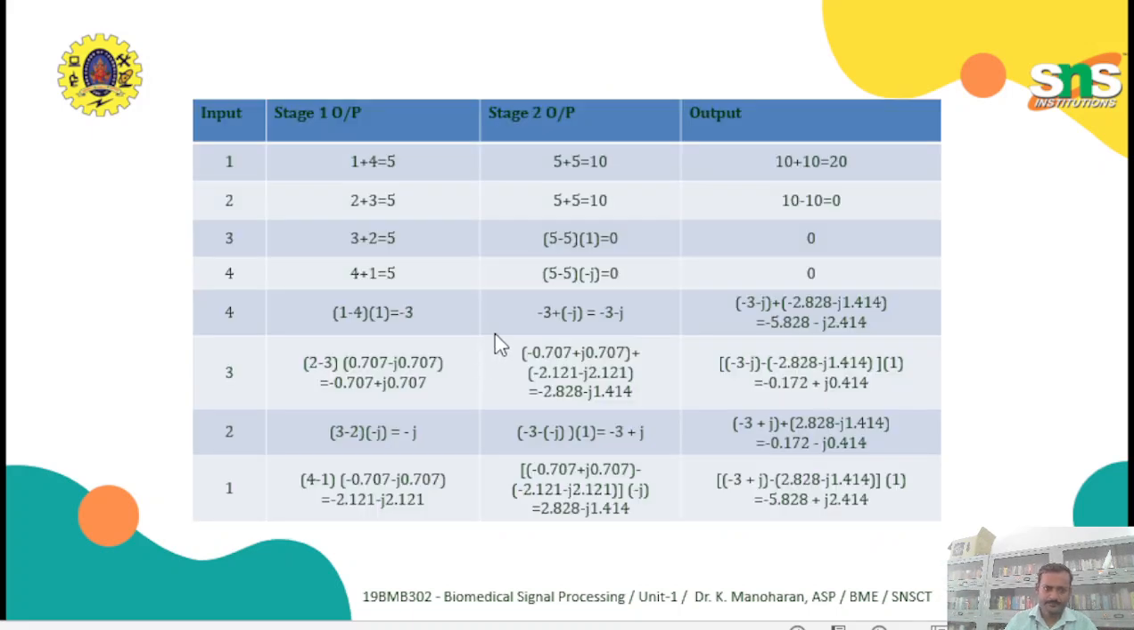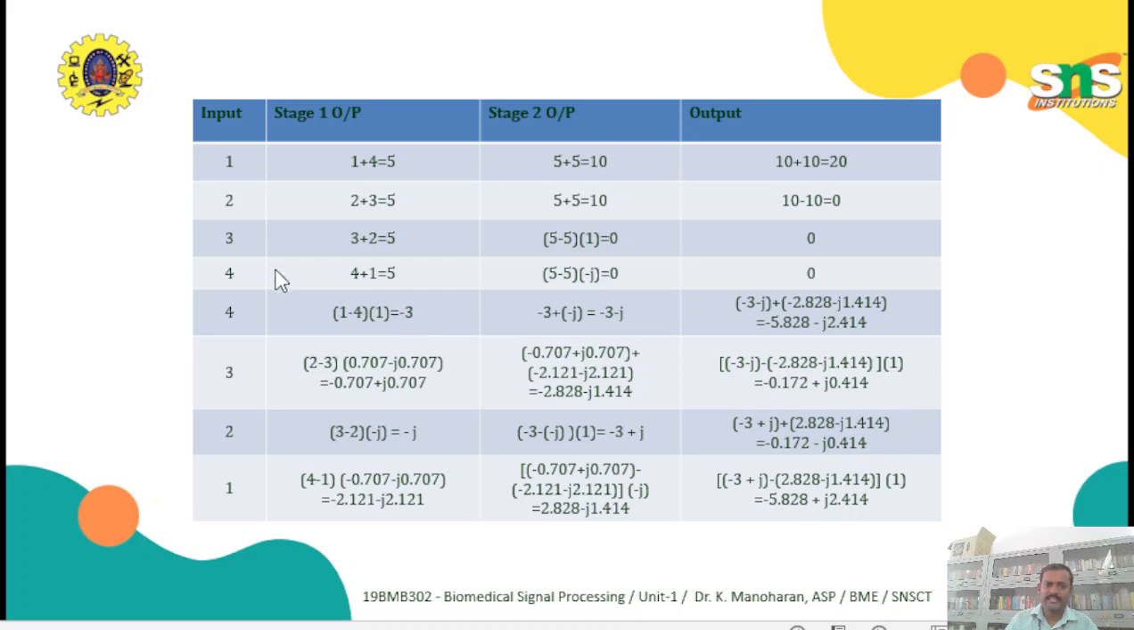Now we need to consider this input 1 and this input 4, and the outputs are obtained here. This is the up leaf and this is the down leaf. For the up leaf simply add the two inputs. One input is 1 and another input is 4, so 1 plus 4 equal to 5. For the down leaf, first subtract: 1 minus 4. After that multiply with W08. W08 is 1 here. So 1 minus 4 is minus 3, and minus 3 into 1 will be minus 3 only.